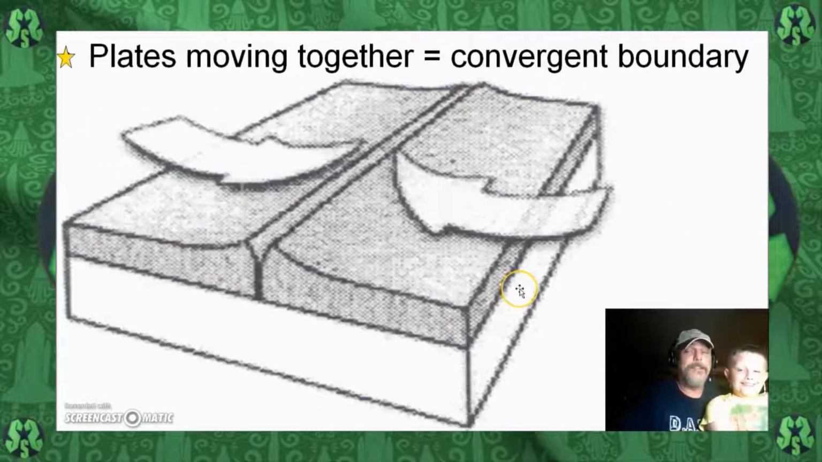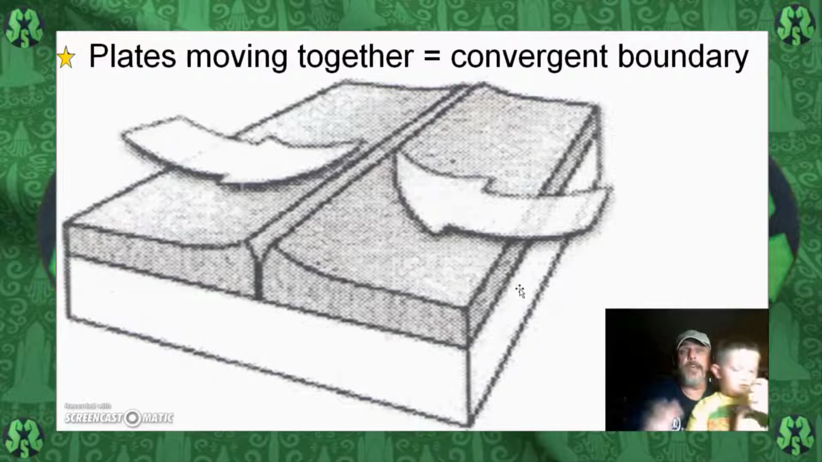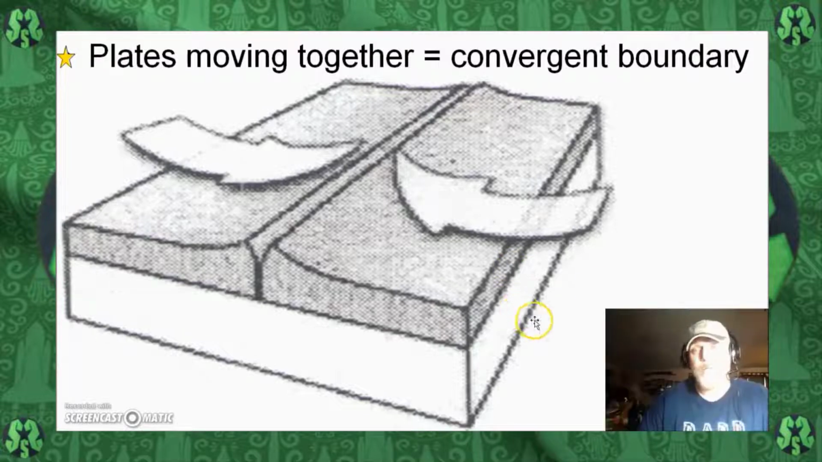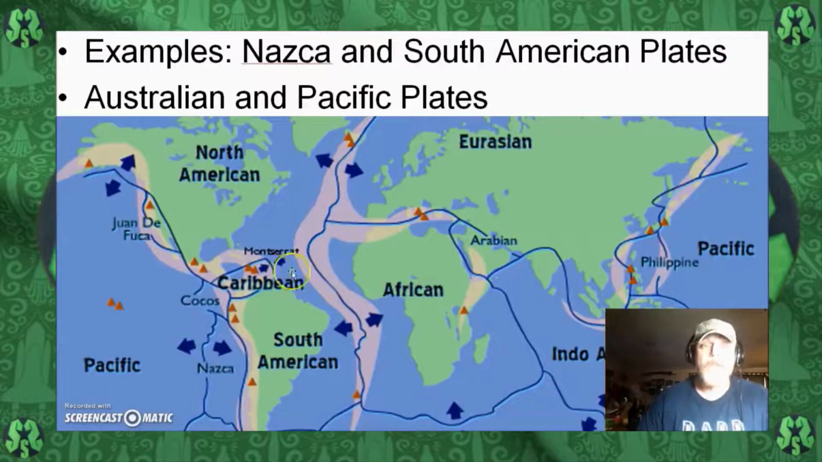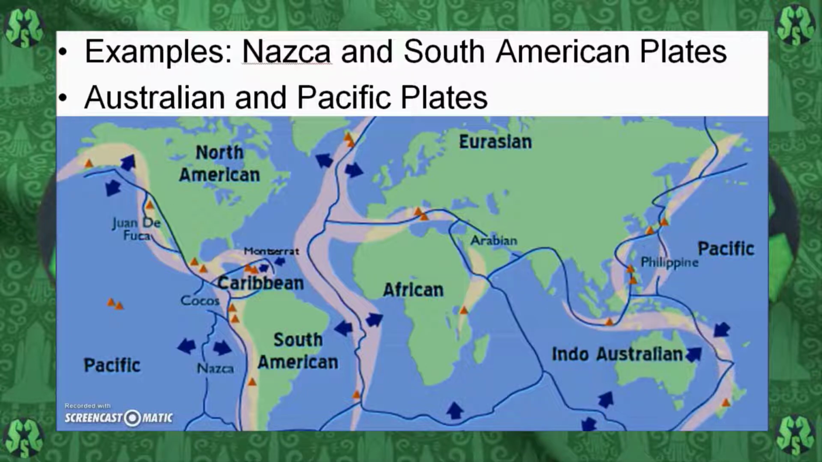Plates moving together is called convergent boundary, and the prefix con means with or together, so we're moving together. Convergent boundary. This is the divergent boundary where the plates are moving apart. Locations and examples of convergent boundaries would be here, the Nazca plate going towards the South American plate. And another example is the Australian plate going into the Pacific plate.